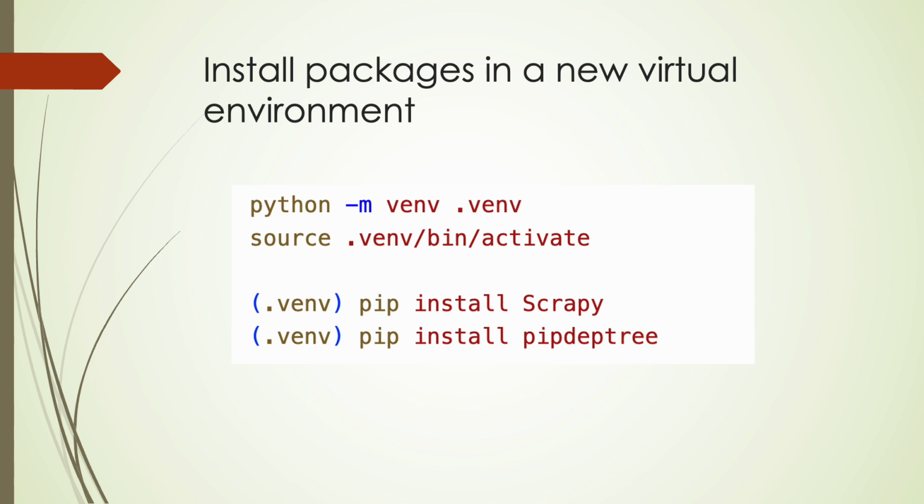For demonstration purposes, we will create a virtual environment with venv, which is the default tool to manage virtual environments for most legacy systems. Then we will install two packages in the virtual environment. One is Scrapy, a popular web scraping framework, which is a typical example here, as it has a very complex dependency tree. The other one is pipdeptree, which is used to inspect dependency trees.